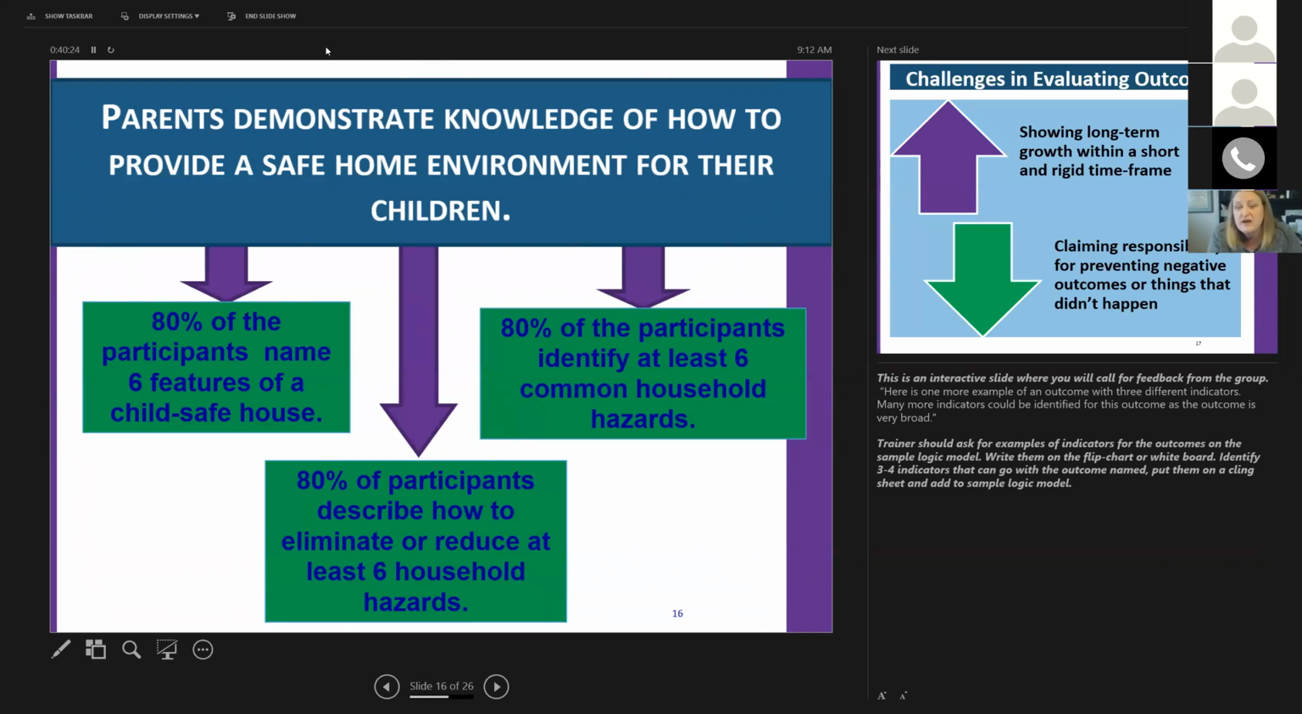So, pretty straightforward. I do want to talk about the 80% piece here for just a second. That's what's called a benchmark, right? When you begin assigning percentages, numbers to indicator statements, that's benchmarking. That's demonstrating a proficiency level.